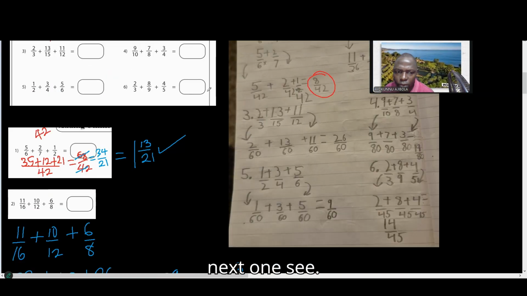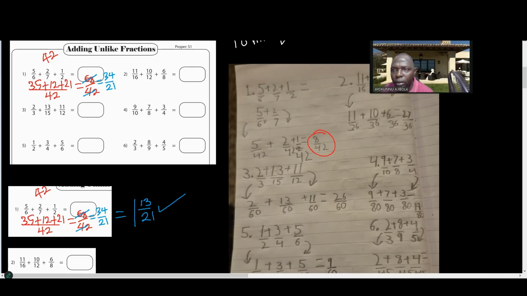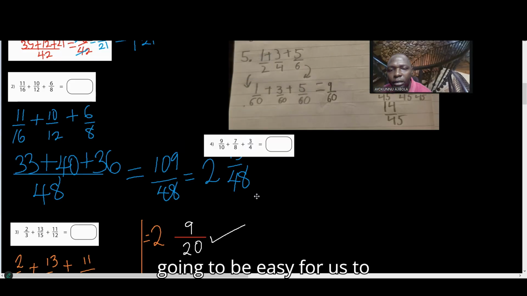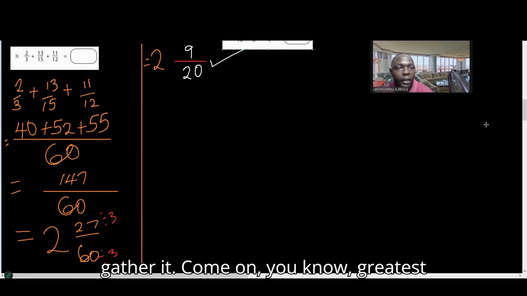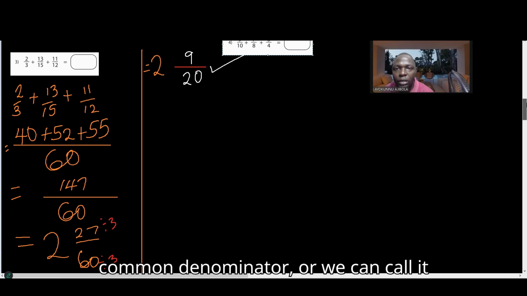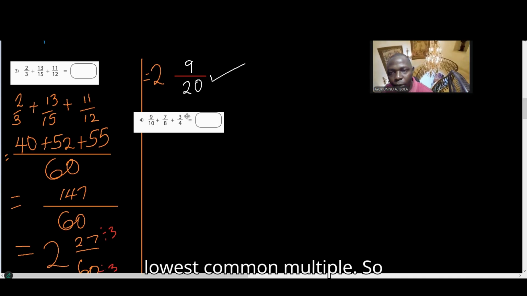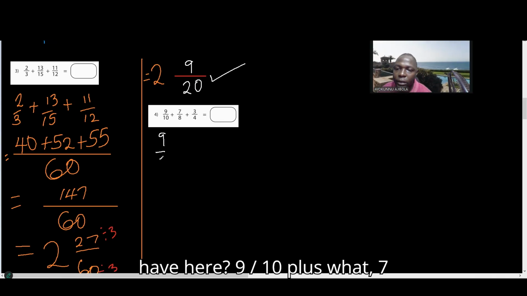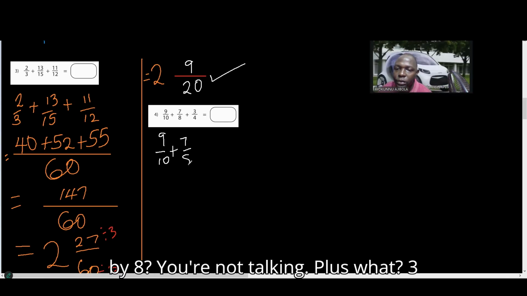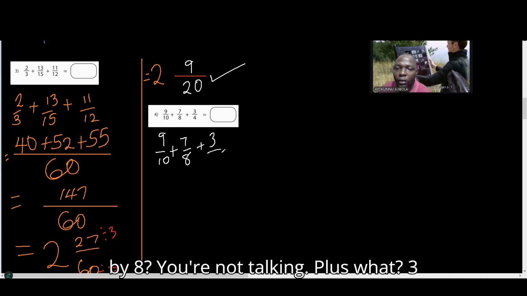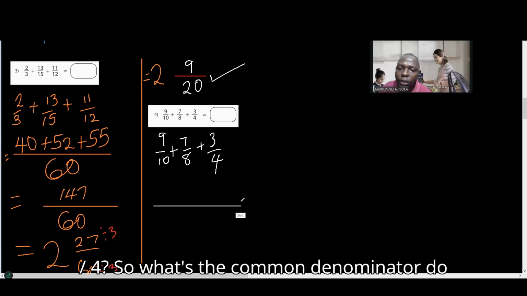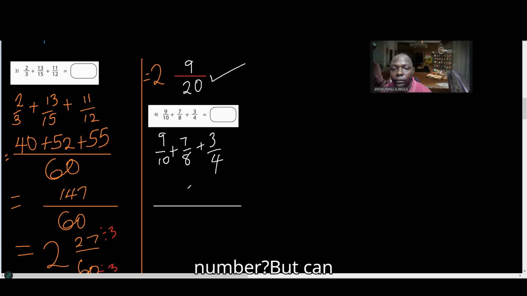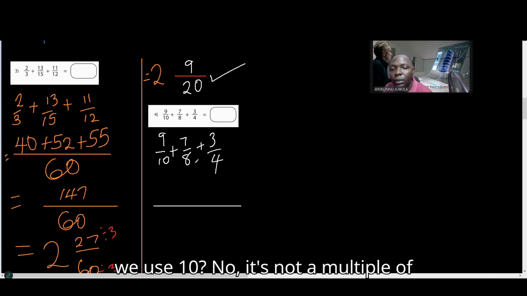Let me do the next one. Okay. Number 4. Let's hope it's going to be easy for us to get the greatest common denominator, or we can call it lowest common multiple. So what are the numbers we have here? 9 over 10 plus 7 over 8 plus 3 over 4. So what's the common denominator do you think we can use? What's the biggest number? 10. But can we use 10? No, it's not a multiple of these two.